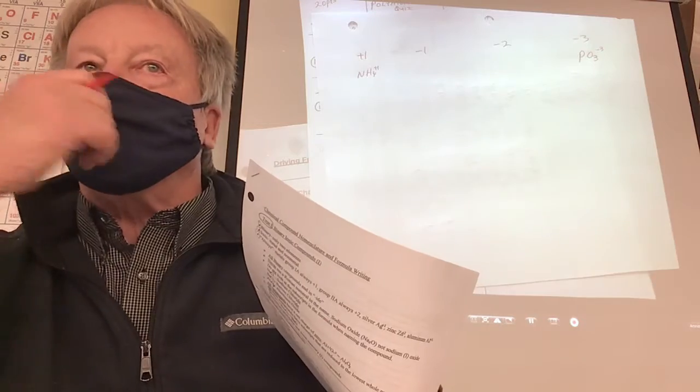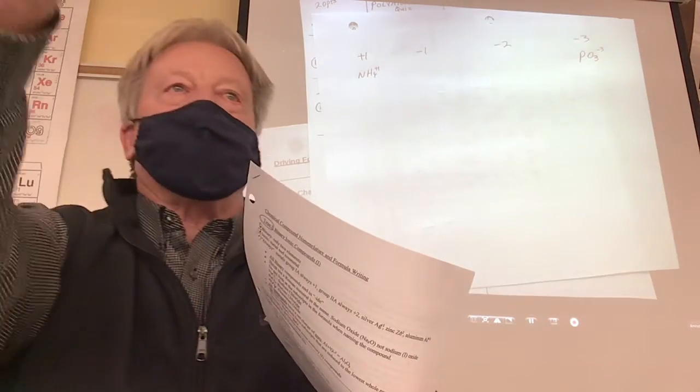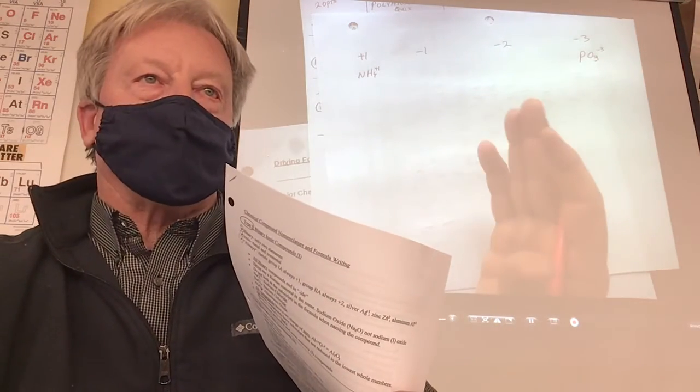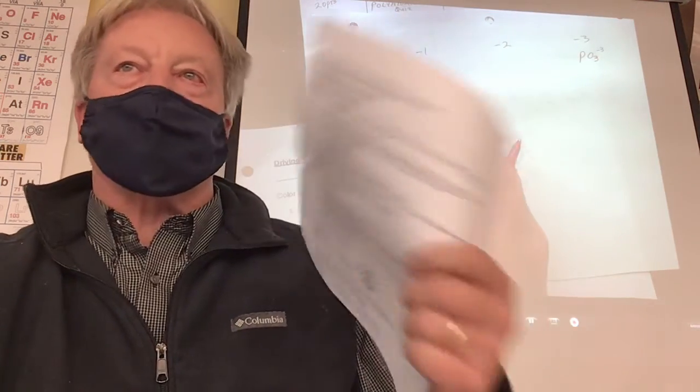Now, if you don't want to waste pieces of paper, I do have whiteboards back there, don't I? So tomorrow, if you want to get a whiteboard and do this, you don't have to waste pieces of paper. That's one game that I want everybody to play tomorrow and play it several times.